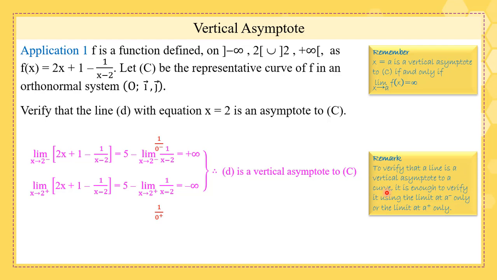Now pay attention here please. To verify that a line is a vertical asymptote to a curve, it's enough to verify it using the limit at a minus only or at a plus only. Now here what I did is I found the limit at 2 minus and at 2 plus. It suffices to find the limit at 2 minus only or at 2 plus.